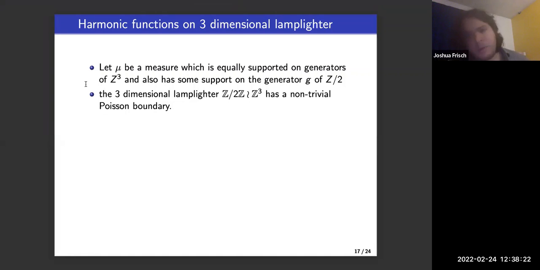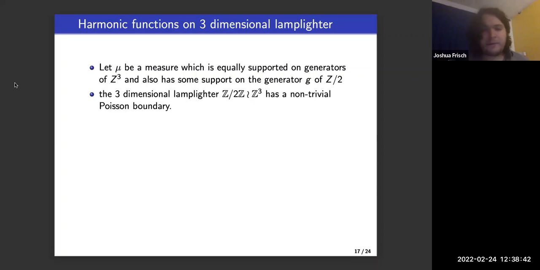So this is some complicated group. It's not such a complicated measure. It's not at all obvious how you would construct a harmonic function on this thing, right? How in the world am I going to construct this complicated bounded harmonic function on this thing? But the Poisson boundary is non-trivial.